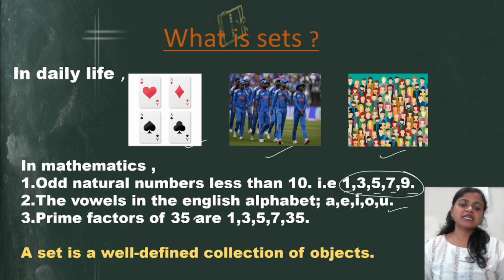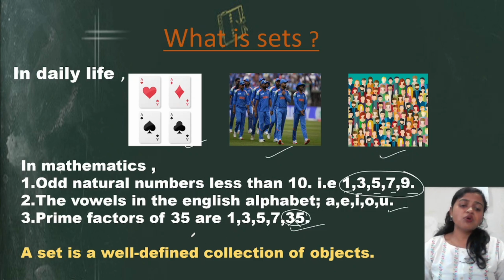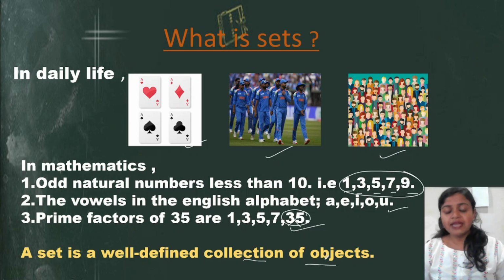And the prime factors of 35 are 1, 5, 7. Clear? A set is actually 1, 5, 7, and 3 is not a prime factor of 35, so it cannot be in this group. Actually 1, 5, 7 will be the prime factors of 35. So if I summarize this, a set is a well-defined collection of objects. Well-defined collection of objects. So what is well-defined?